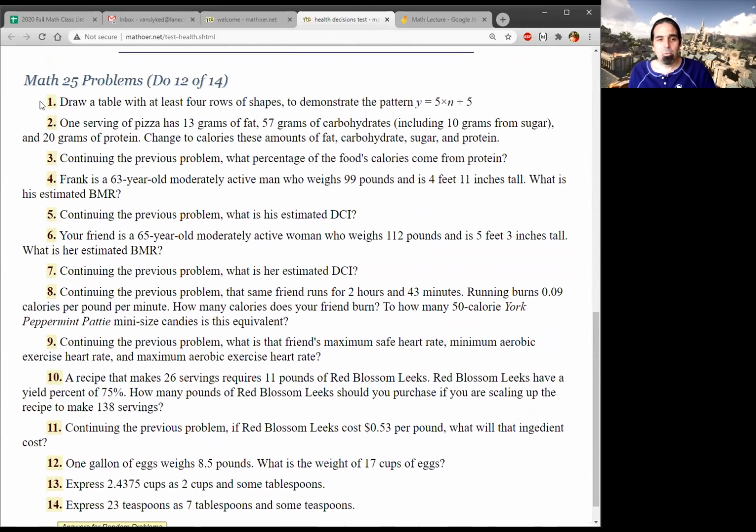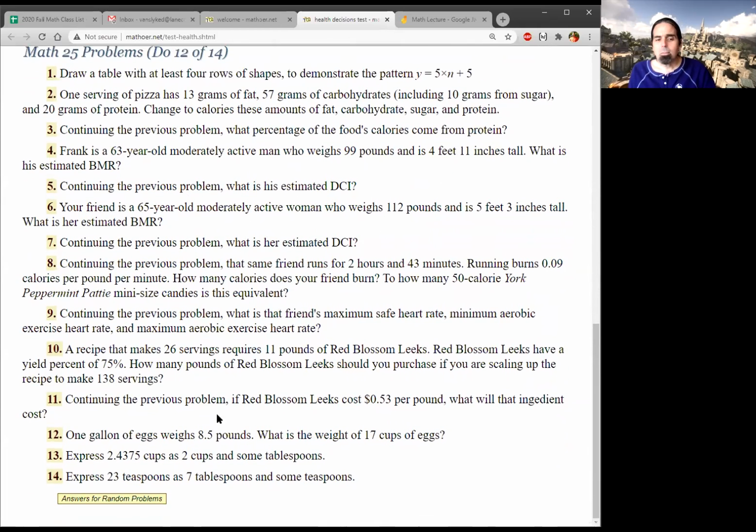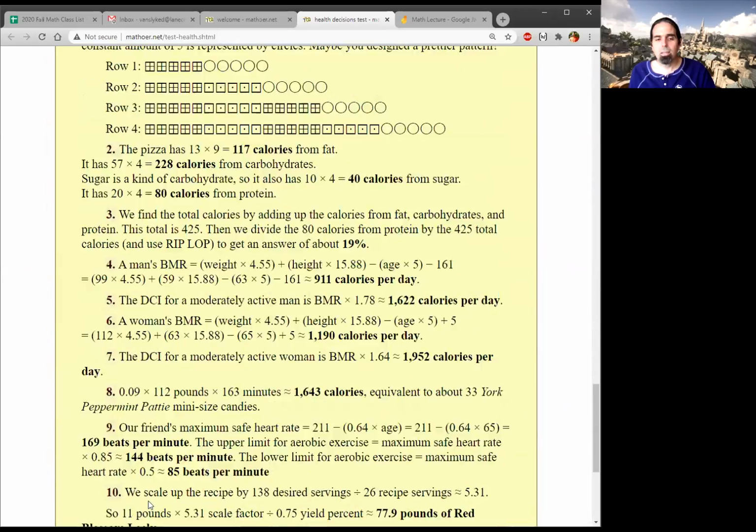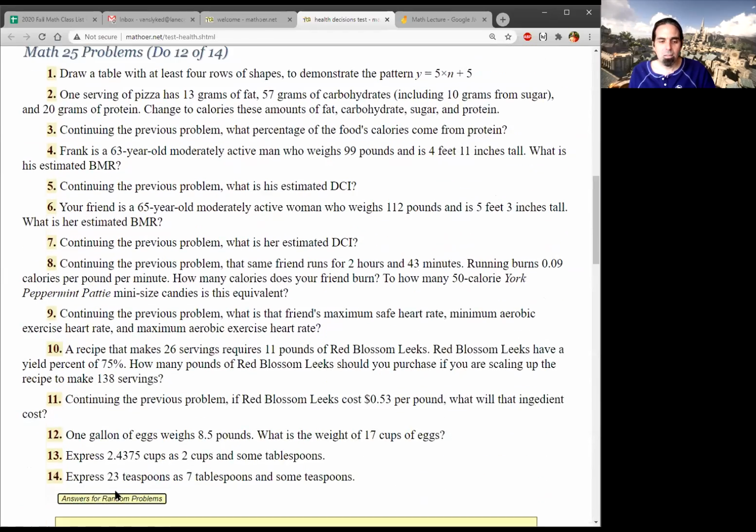So you can all skip number 1 because we haven't done patterns yet. If you want, it's not that hard to learn at home. And then try at least doing 12 out of these 14. Since it's a practice test, you have your answer key here and everything should be happy.